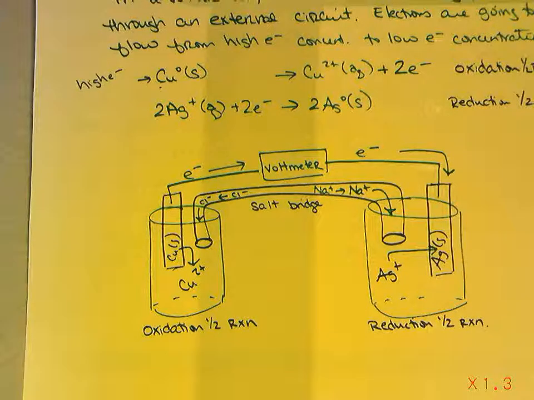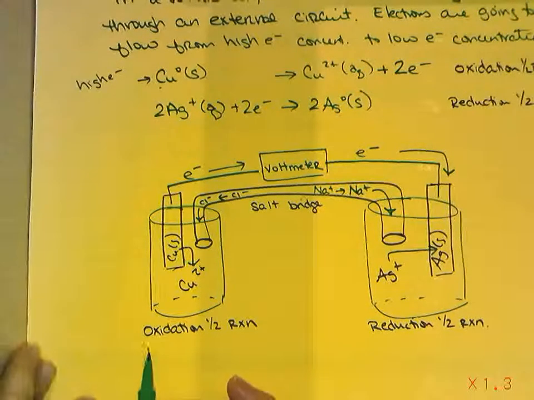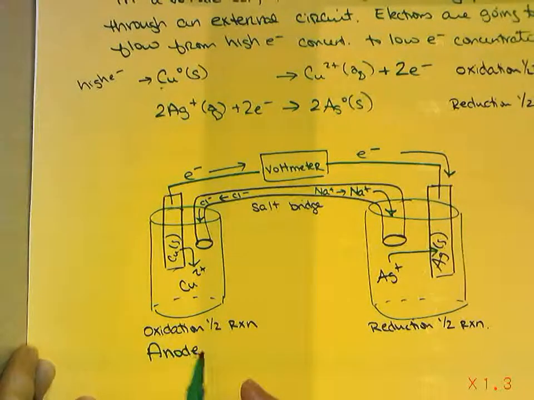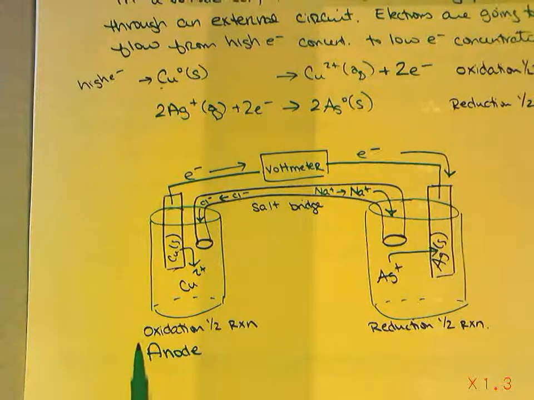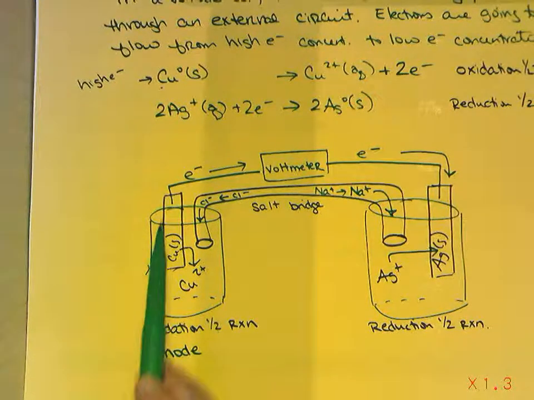All right, so there's a fancy name for the oxidation half reaction end of the reaction. That's the anode. The anode is the oxidation side of it, and it's where the electrons are produced. It's the high electron concentration.